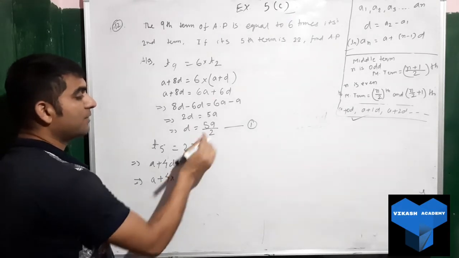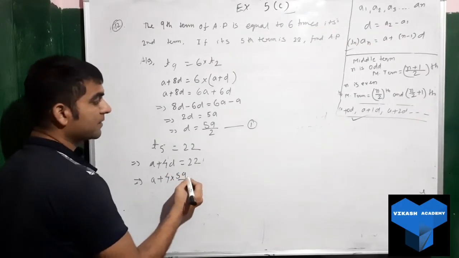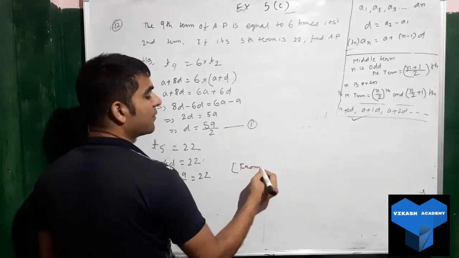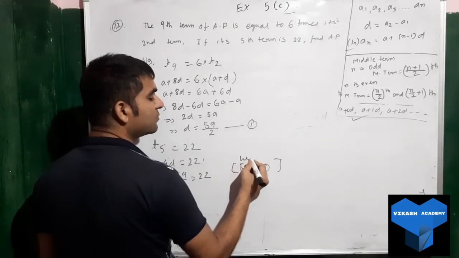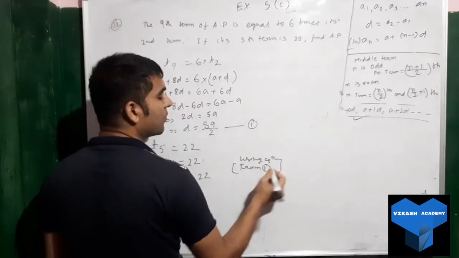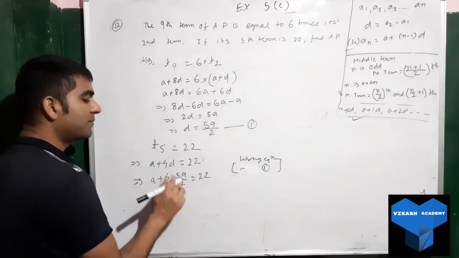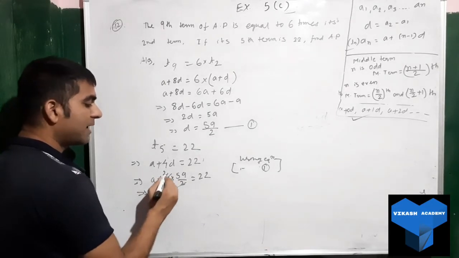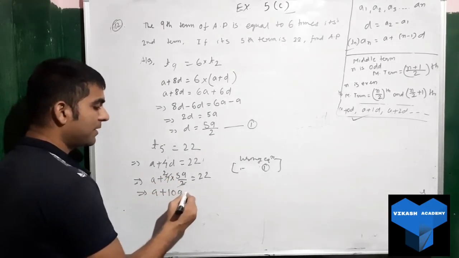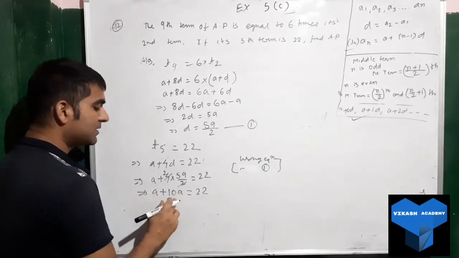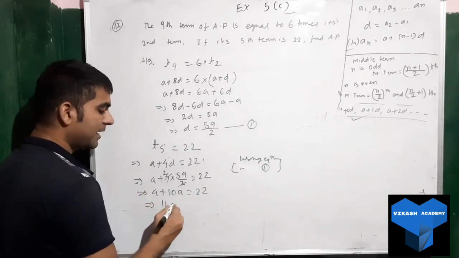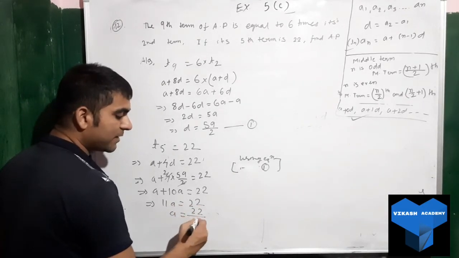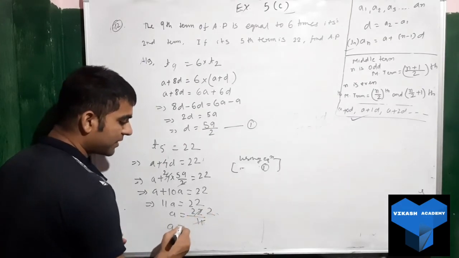So D we will put as 5A by 2. A plus 4 times 5A by 2 is equal to 22, using equation 1, where in place of D we put this value. 2 twos are 4. Now 5 twos are 10, so 10A plus A, 1A plus 10A will be 11A, equal to 22. 11 will come to this side and divide. So 11 twos are 22. A we got is 2.